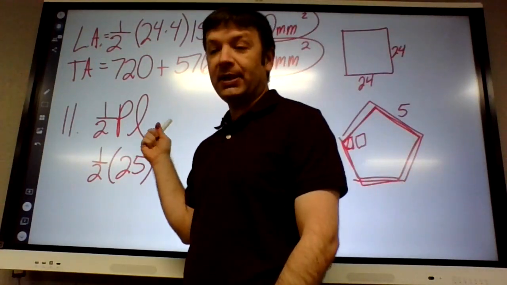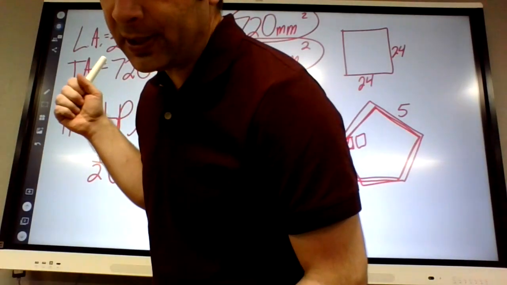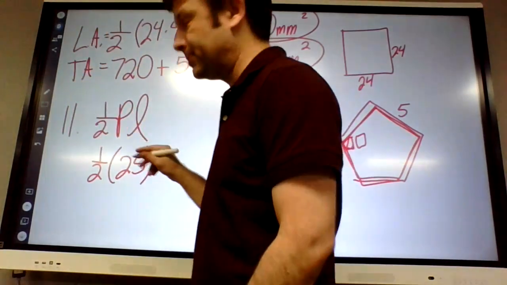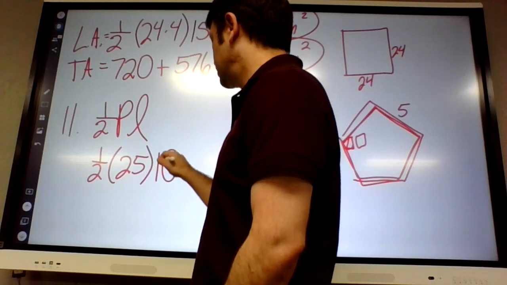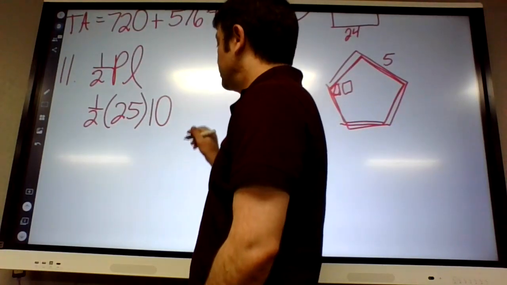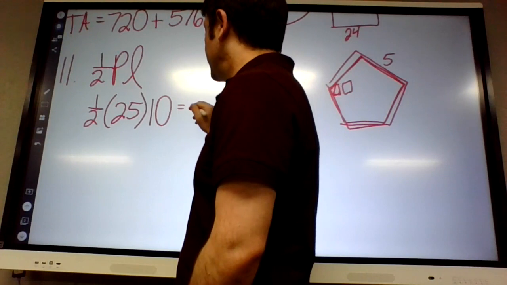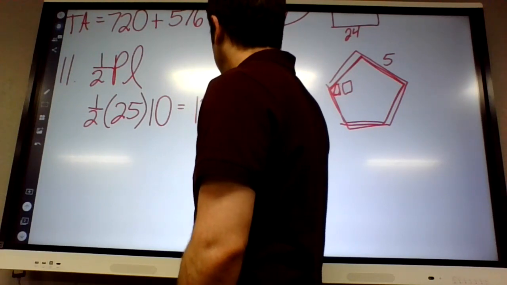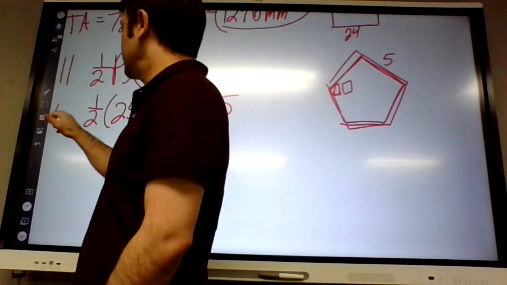Okay, slant height on number 11 is 10, I think, right? Yep. So this will give us 250 divided by 2. That's the lateral area.